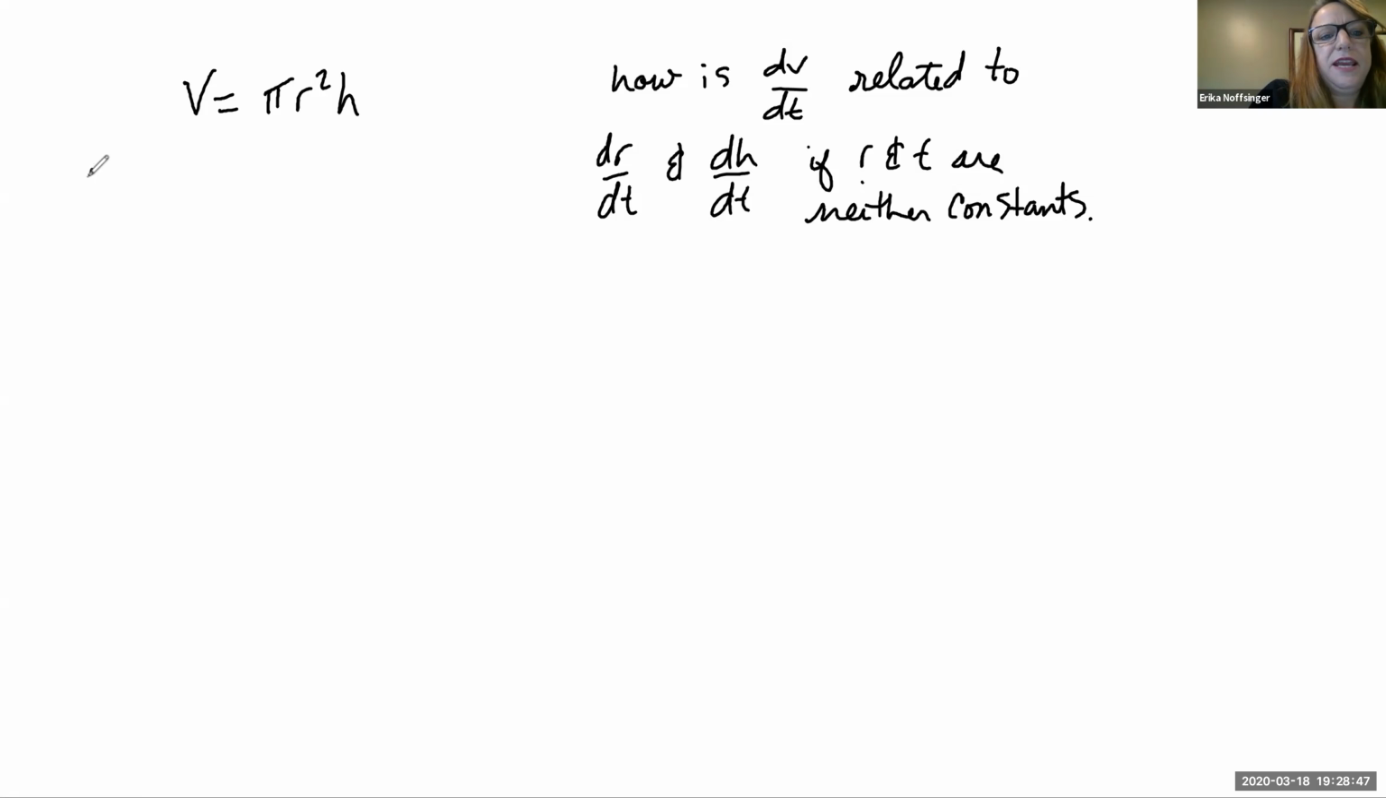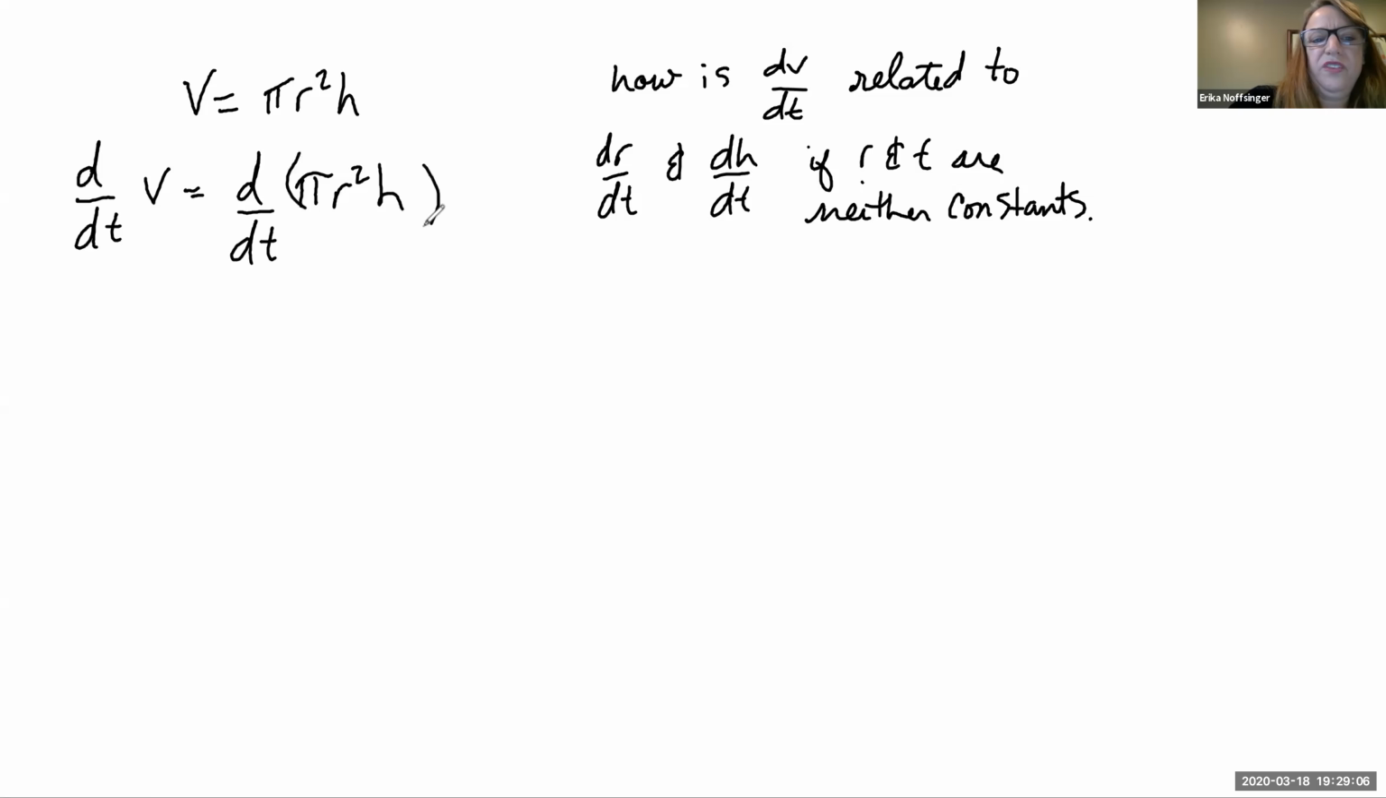So basically I'm taking the derivative with respect to t of the left-hand side, V, is equal to the derivative with respect to t of pi r squared h. So you have the derivative with respect to t of V is equal to, remember we can pull the constant out front, so pi times the derivative with respect to t of r squared h.